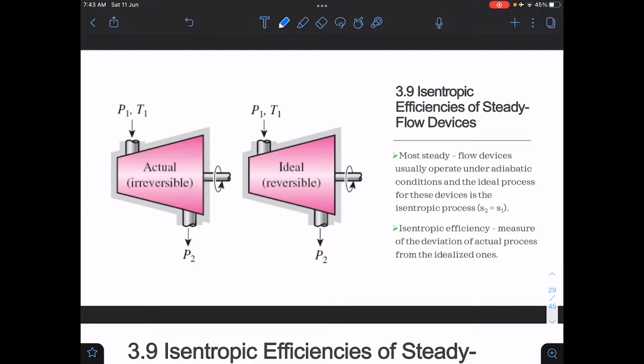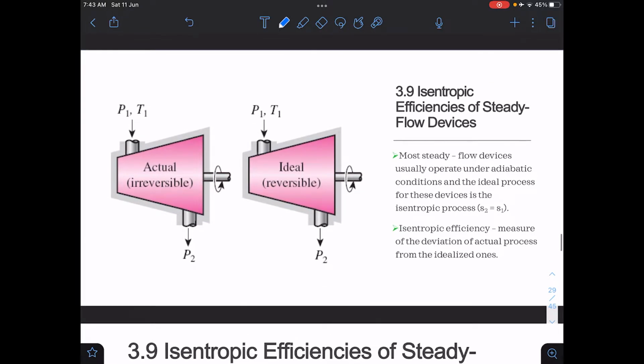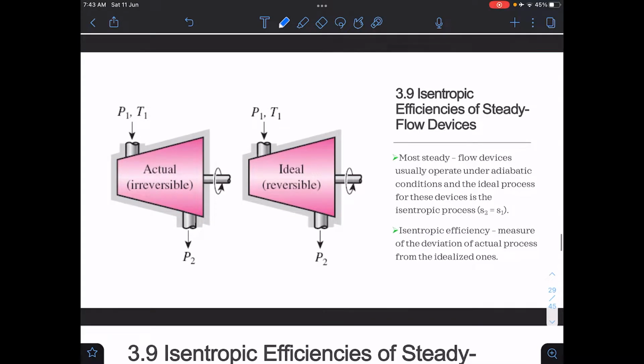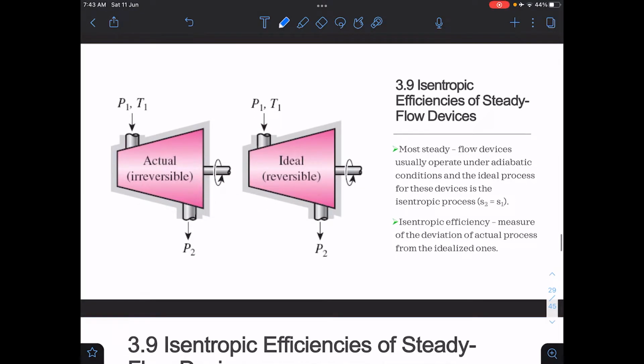Today I will cover subtopic 3.9, which is the last part of chapter 3. Previously we have covered 3.4 to 3.8, which I explained about the introduction of entropy and also the concept of the second law of thermodynamics. So it is much related with what we are going to do for this topic, which is isentropic efficiencies of the steady flow devices.